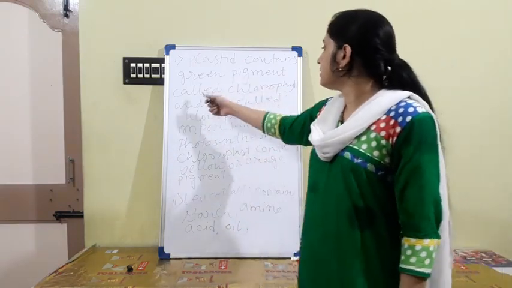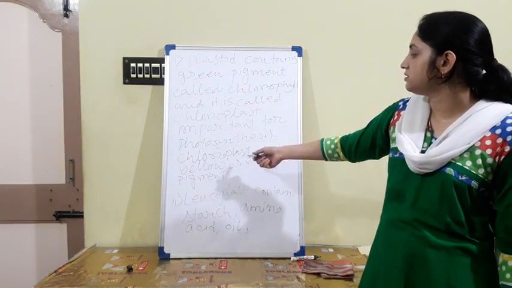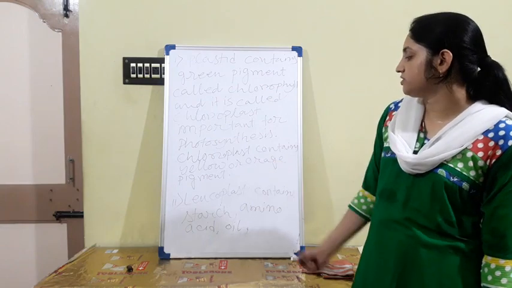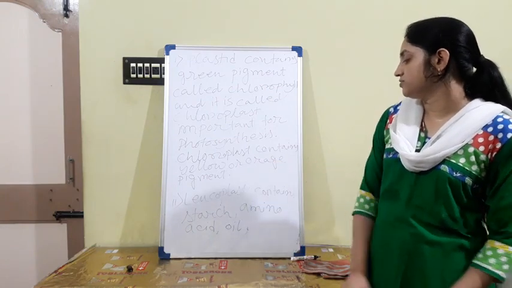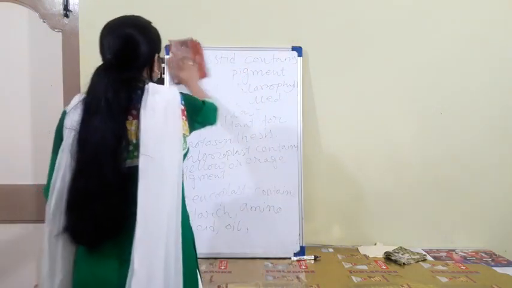The green pigment called chlorophyll is in the chloroplast and important for photosynthesis. Chromoplast contains yellow or orange pigment and leucoplast contains starch, amino acid, oil. Okay. Next, vacuoles.